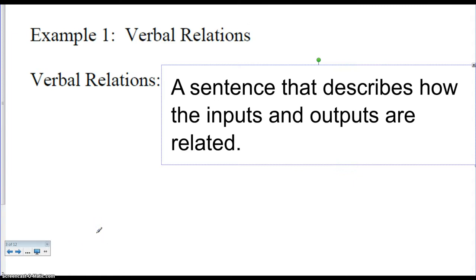So we're going to look at multiple different types of relations: verbal relations, algebraic relations, graphical relations, and numerical relations. The first one I want to look at is a verbal relation. A verbal relation is a sentence that describes how the inputs and outputs are related to each other.